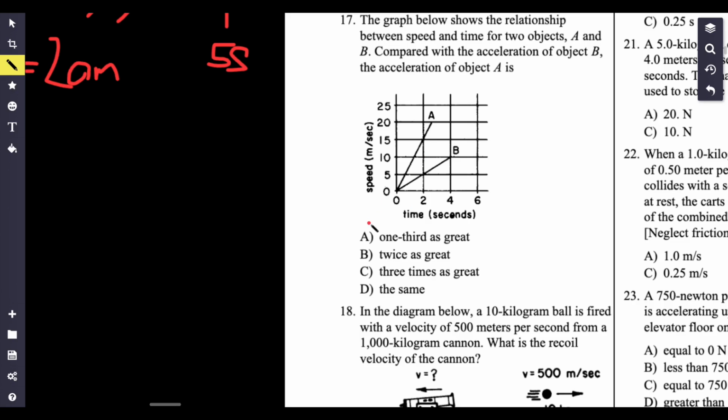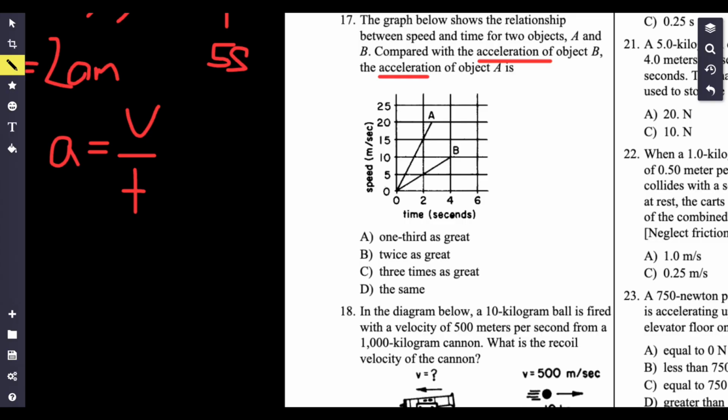How do I do this? How do I do this one? Well, you have two objects, A and B, and we're comparing their accelerations. Now, whenever I see speed over time, that makes me think about acceleration, right? Because the definition of acceleration is velocity over time, or speed over time, whatever, right?